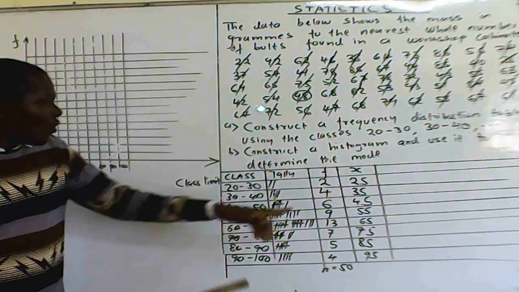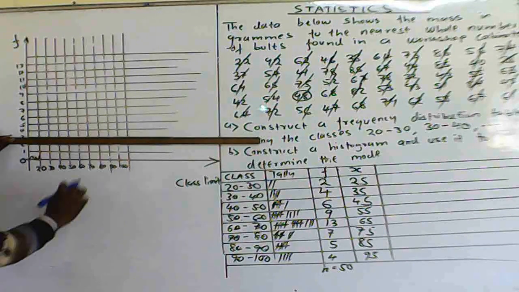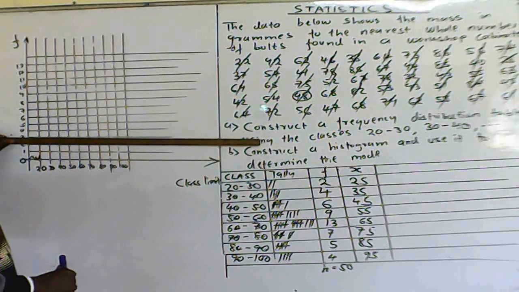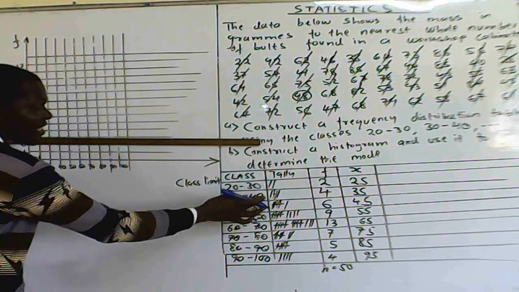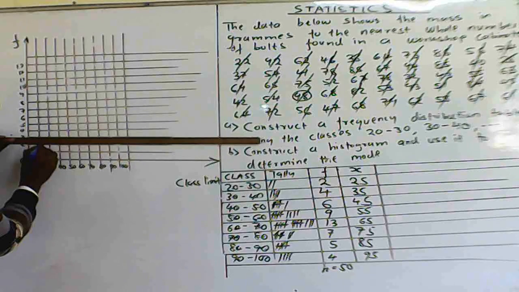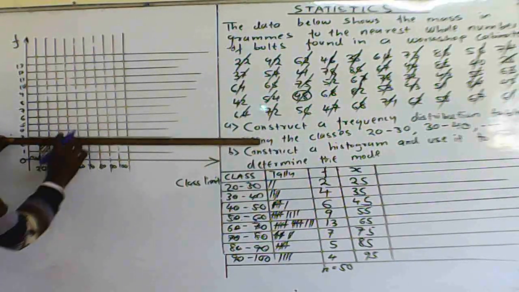So you start. When the frequency is 2, you go and start at the frequency of 2. The lower class limit is what? Because you've seen in this case the class limits are the same as the class boundaries, it starts from 20, and 20 is here, and it is ending at that, meaning it is taking the whole of that region.